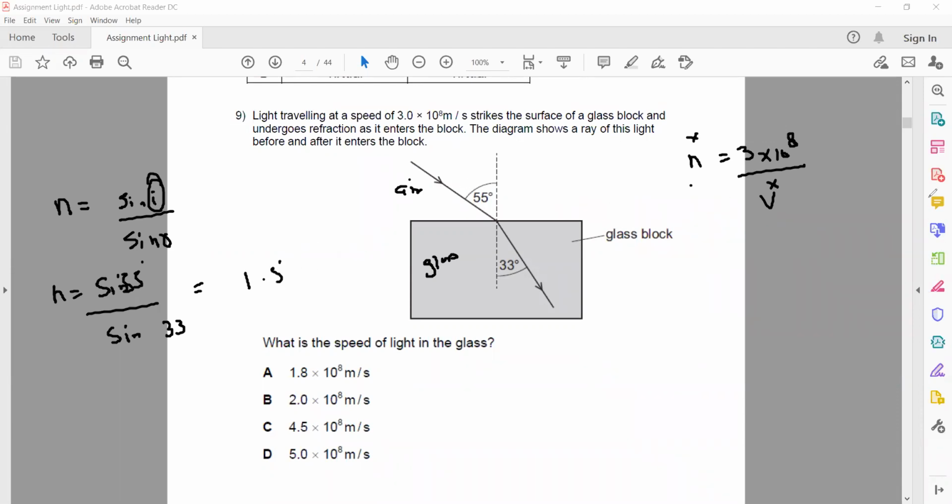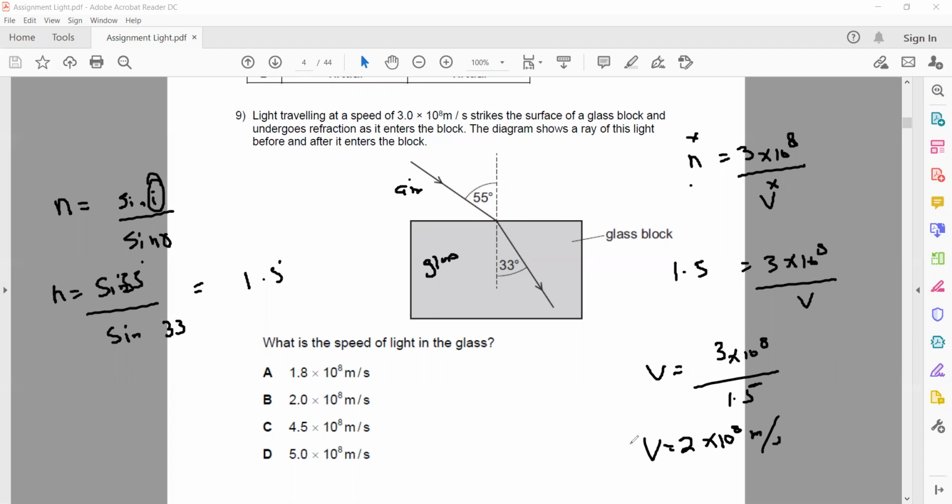And then this formula for the speed: the refractive index is 1.5, so 1.5 equals 3 × 10^8 divided by V, or V equals 3 × 10^8 divided by 1.5. When I divide, I get 3 × 10^8 divided by 1.5, so V will be equal to 2 × 10^8 meters per second. That's why B is the right answer.